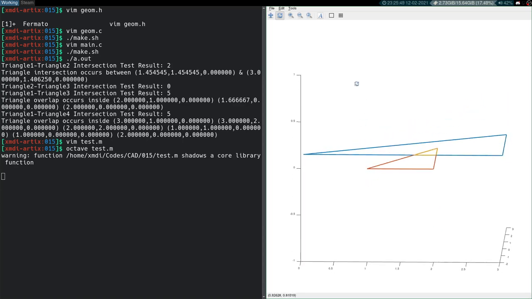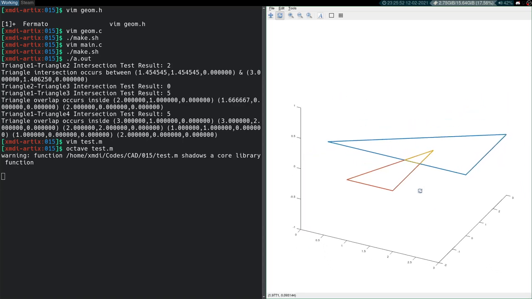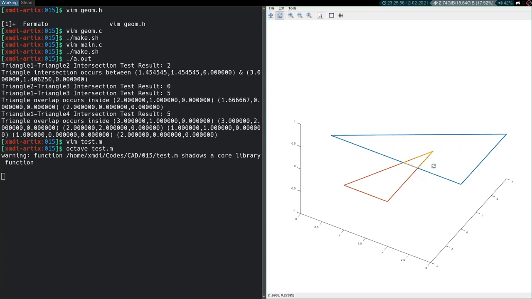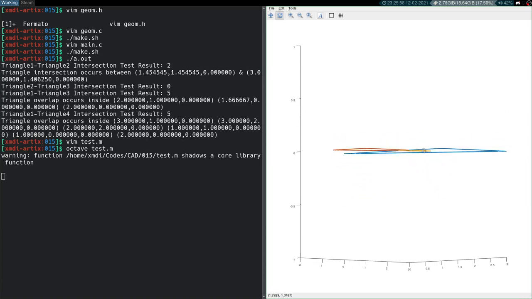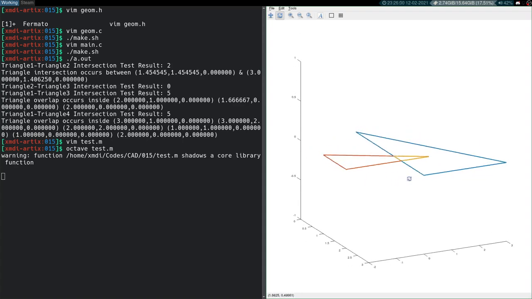Second test case is right here. These are 2 coplanar triangles crossing in this way. And you can see the red triangle, blue triangle, and the yellow triangle. Yellow triangle is the intersection of red triangle and the blue triangle. Right? That seems to work.